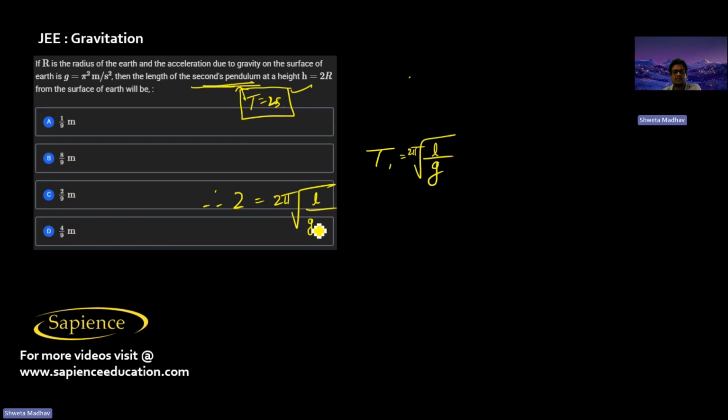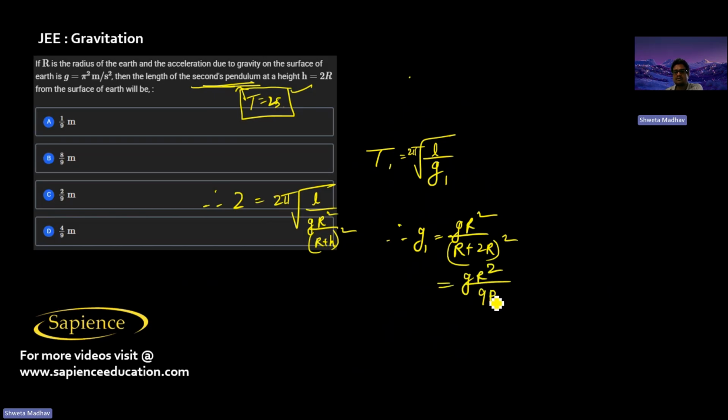Here g at that height is equal to G into R square by R plus h whole square. h is 2R, so this will be g into R square by 3R whole square, that is 9R square, which is equal to g by 9. So g by 9.